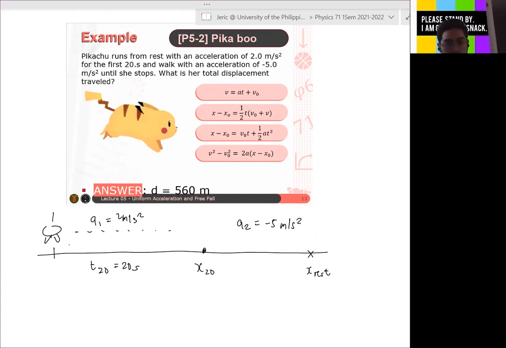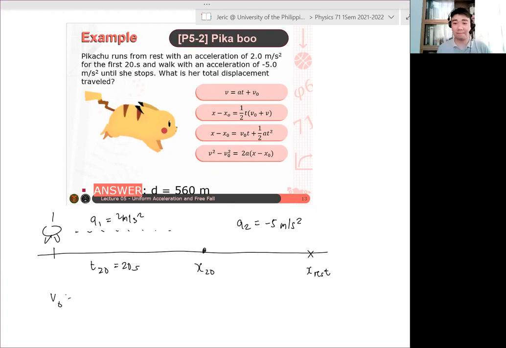Anong pwede natin gamitin? Yung initial velocity ba at the first situation given? Yes po. Yes, sir. Given. The v naught there equals what? I'll write this as v naught. 0. 0 meters per second. Yes, tama. 0 siya kasi it starts at rest. The keyword here, it starts at rest.